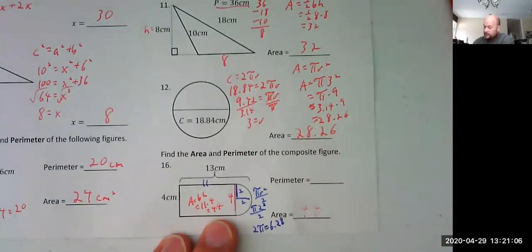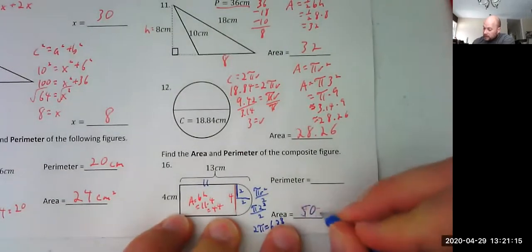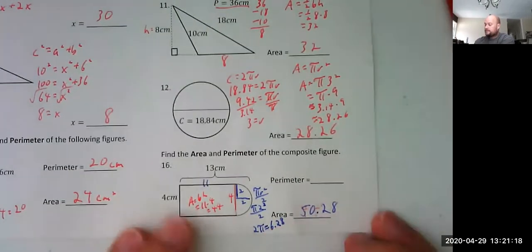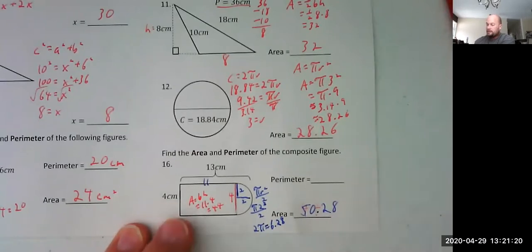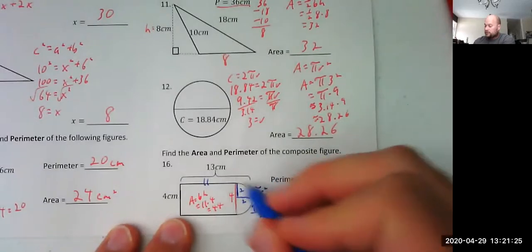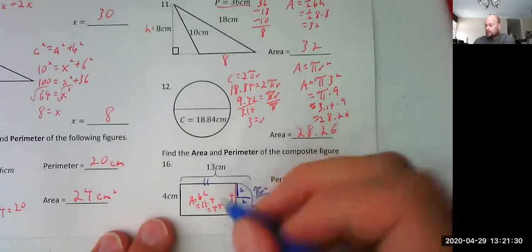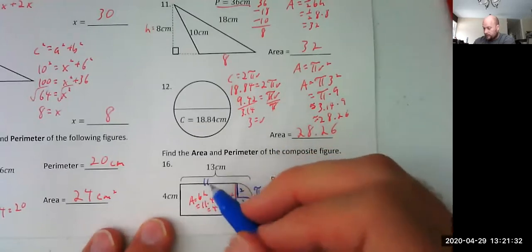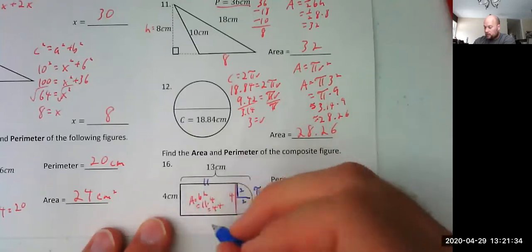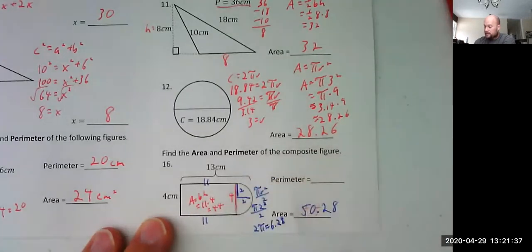So add those two values together, and we get 44 plus 6.28. It's a total of 50.28. And we had to add them together. And then the perimeter, well, we have our circumference for this circle, and we're not going to use this 4 for this rectangle, so you got to think about what parts you're using. So we're going to do 11, 4, this side's also 11, and then we need half the circumference.